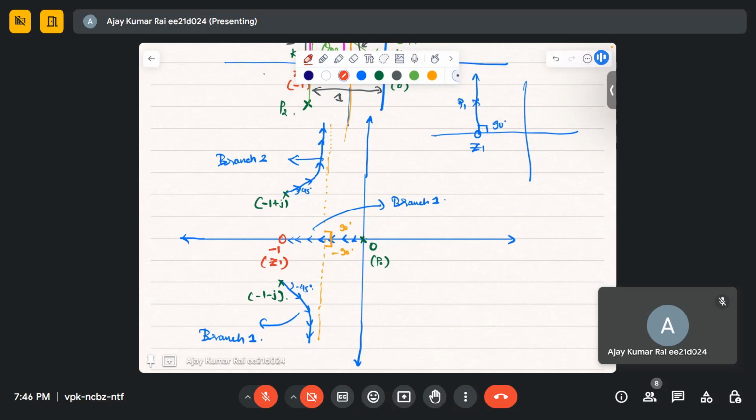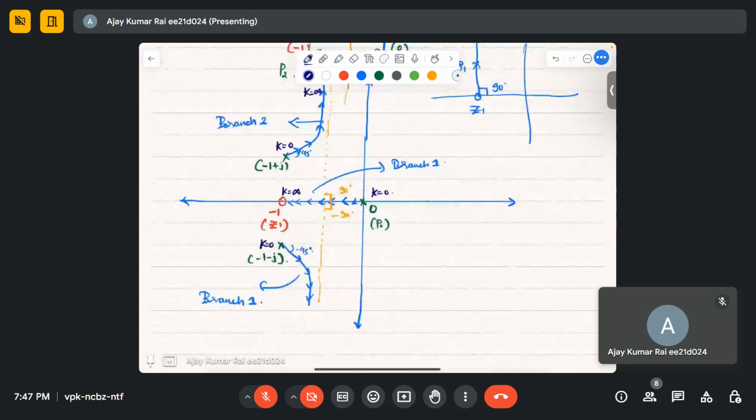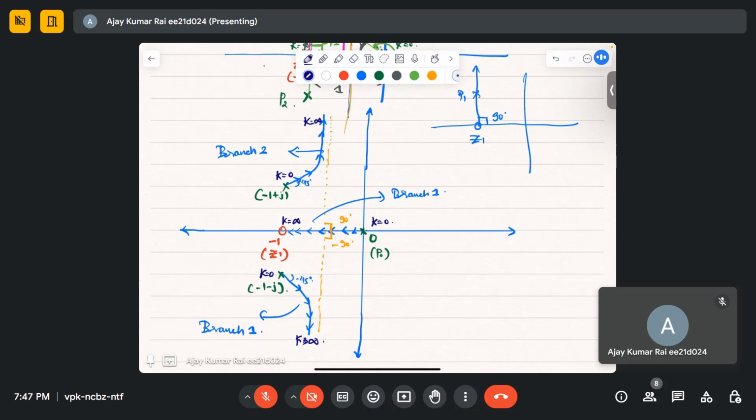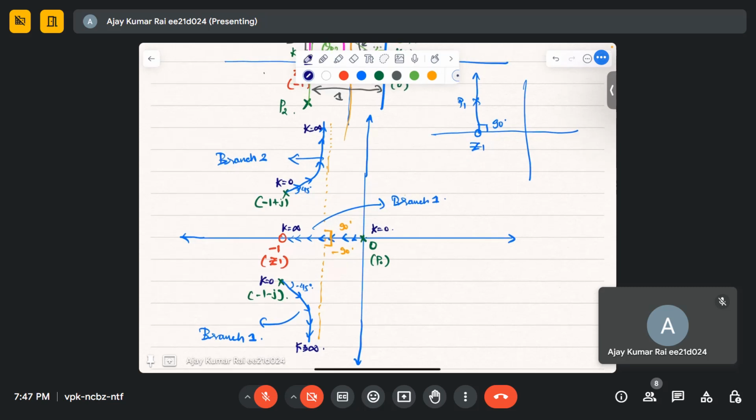So let me write the values of k also. So here k is equal to 0, here k is infinity, and again here k is equal to 0. Again at infinity it will be infinity. So this will be the root locus for this. So any doubt? So this is the final root locus for this transfer function that was given to us. So 1 zero and 3 poles. So any doubt?